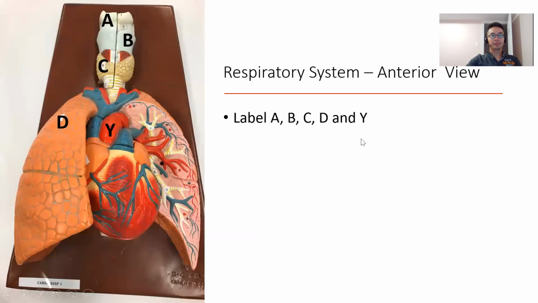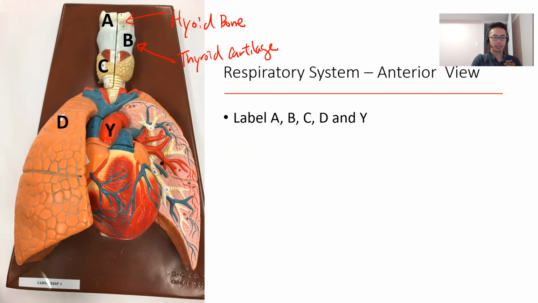Moving on. Respiratory system now. A here is the hyoid bone. B is the thyroid cartilage, protecting your larynx.